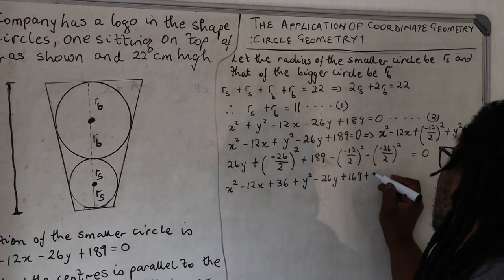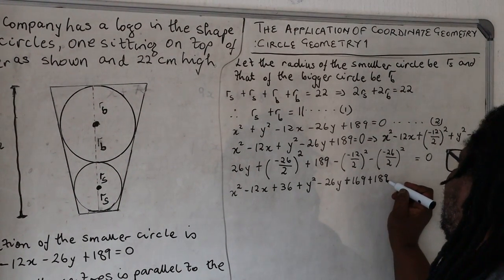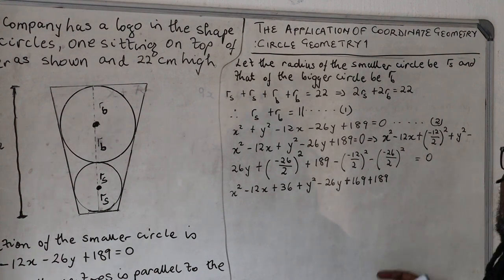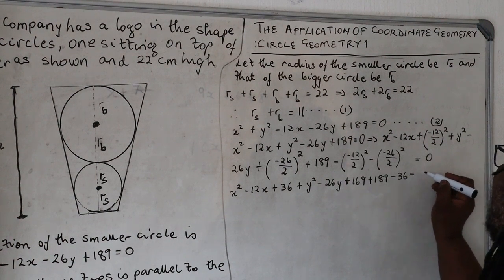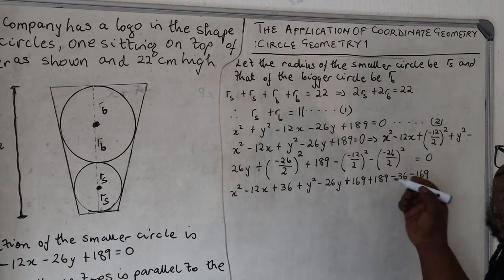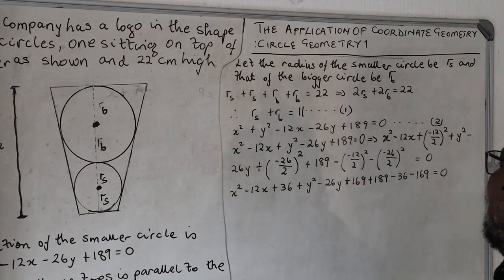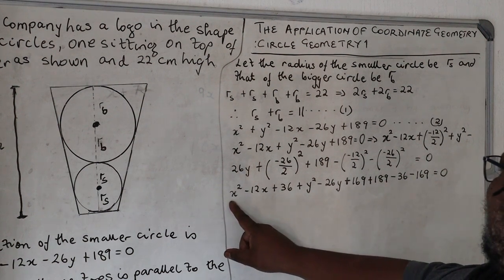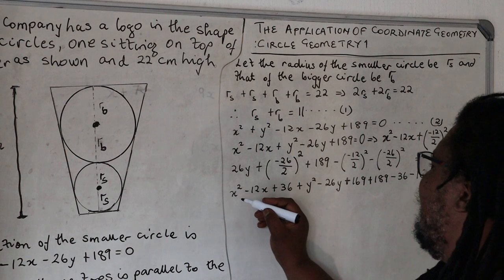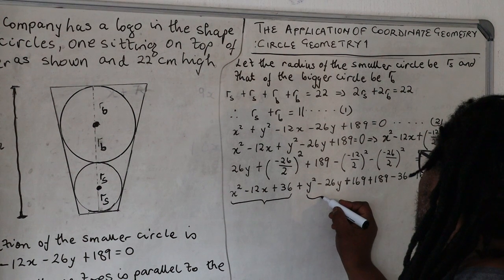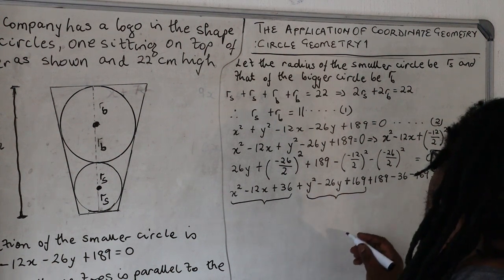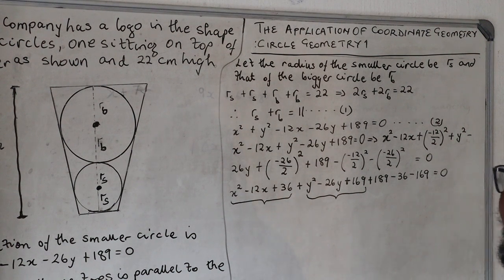And plus 189. So we have the minus 36 minus 169, and that is equal to 0. There. So taking for x from there up to there, and for y from there up to there, we can now write these as squares, perfect squares.